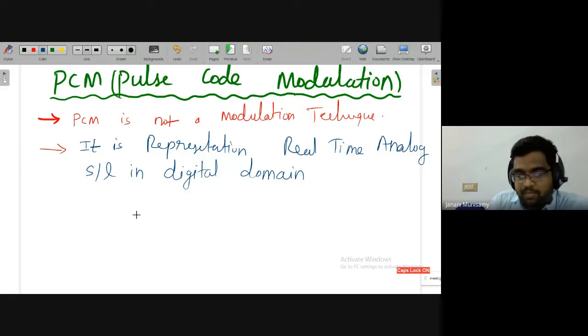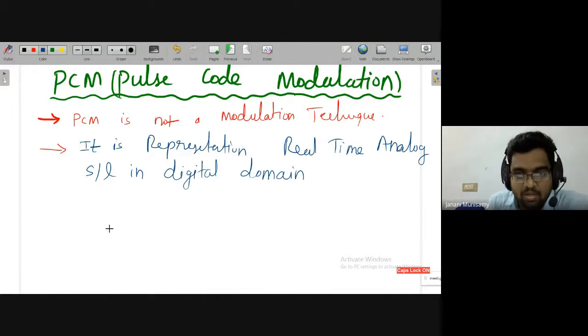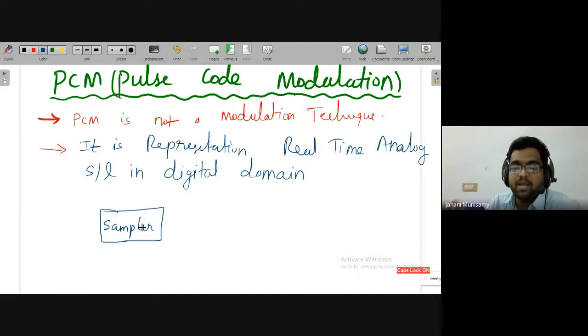Then, what are the basic components in the PCM system? Say we are at the transmitter side. Again, it's not a modulation scheme, still we'll talk of a transmitter and a receiver. So at the transmitter side, what are all the components? The first component is the sampler. Our objective is to convert the real-time analog signal into digital data, a continuous stream of digital data.